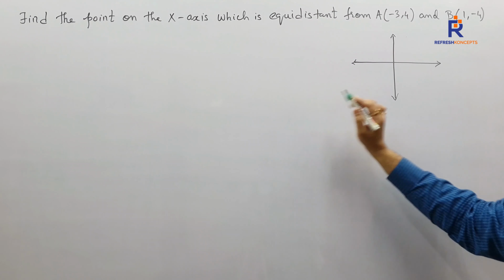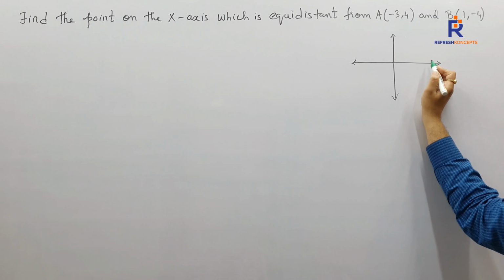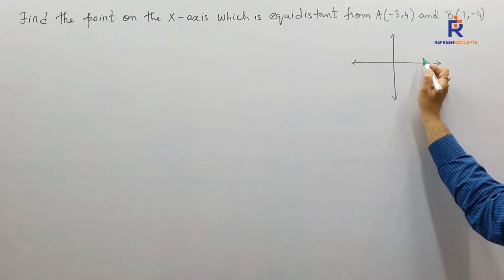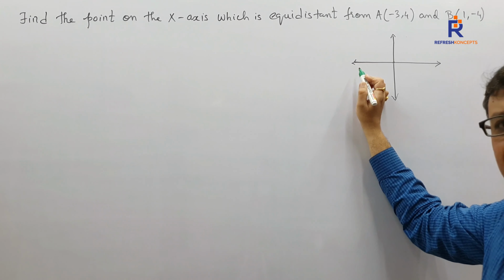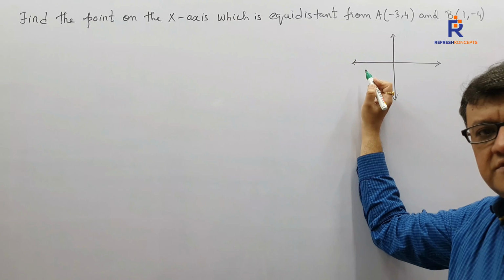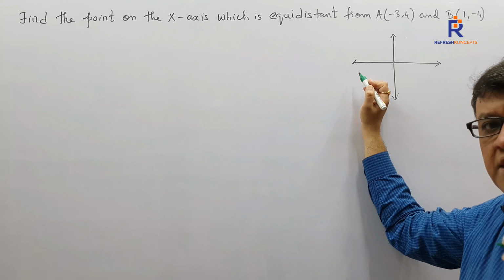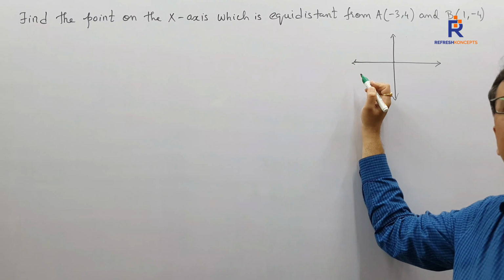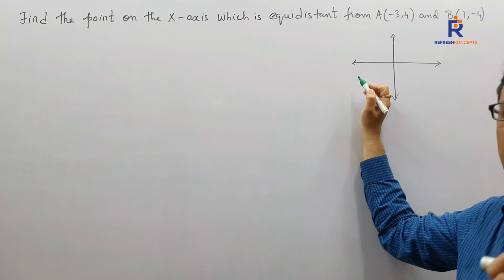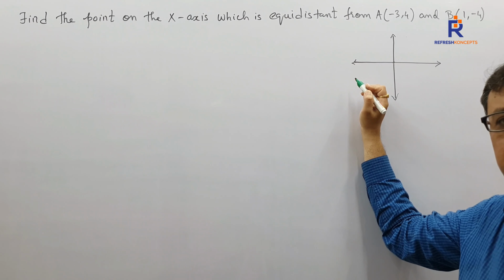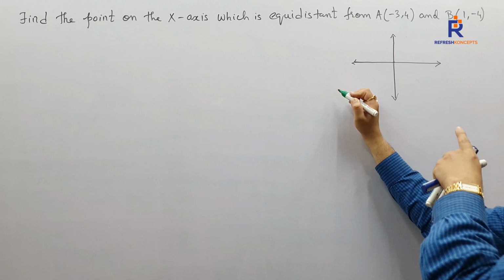It could be anywhere. It could be on the right hand side of the origin where the coordinates are positive. It could be on the left hand side of the origin where the coordinates are negative. So the choice is yours. You can take the point anywhere on the x-axis, either on the right hand side or on the left hand side. Mind you, your answer is irrespective of your diagram.